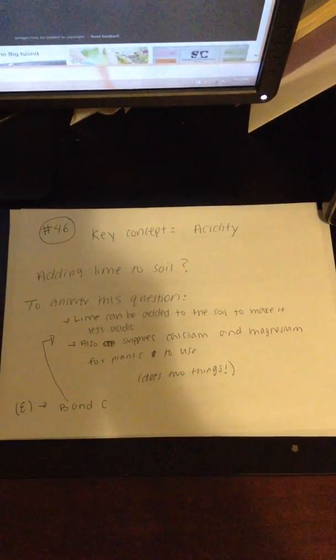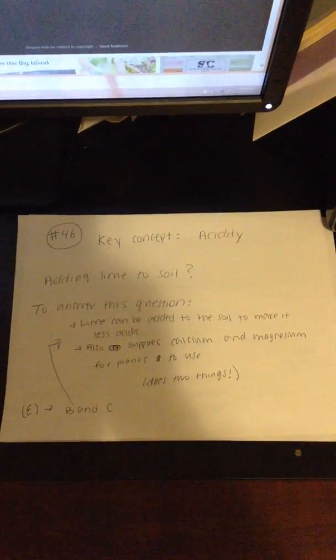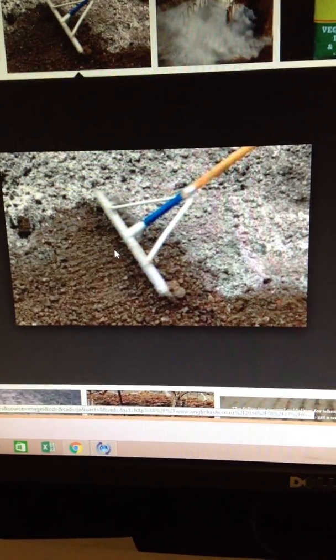The next concept is acidity, and it's about adding lime to soil. It actually does two things. It can lower the acidity, and it can supply calcium and magnesium for plants to use. And here's a picture of lime being added to the soil.